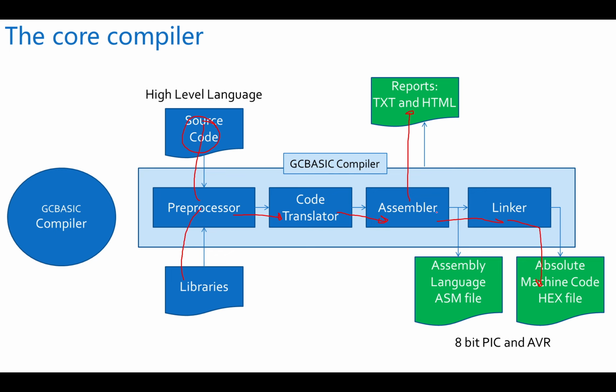But it also always pushes out an assembly file. And that assembly file is really what GCBASIC has determined as an optimized set of assembly for that particular chip. What you can do, you can use that assembly file inside of other tool chains, and you've always been able to do this right from the outset, 2007.